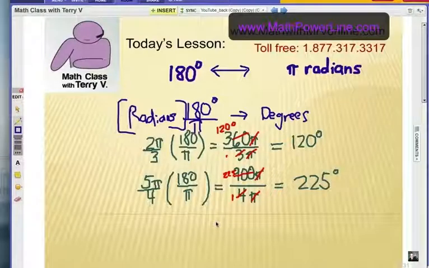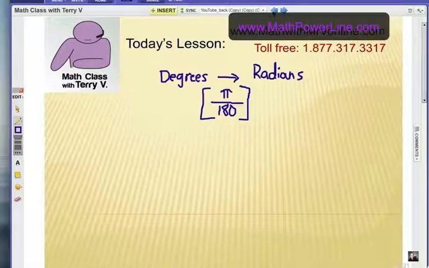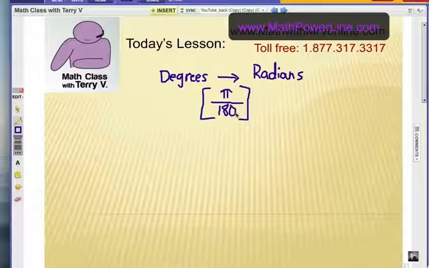In these two examples, we used the conversion ratio of 180 over pi. Notice how the pi is in the denominator because it'll cancel out the pi in the radians that you start with. Now we're going to go from degrees to radians, and in this case we're going to use the conversion ratio of pi over 180. Notice how 180 degrees is in the denominator.